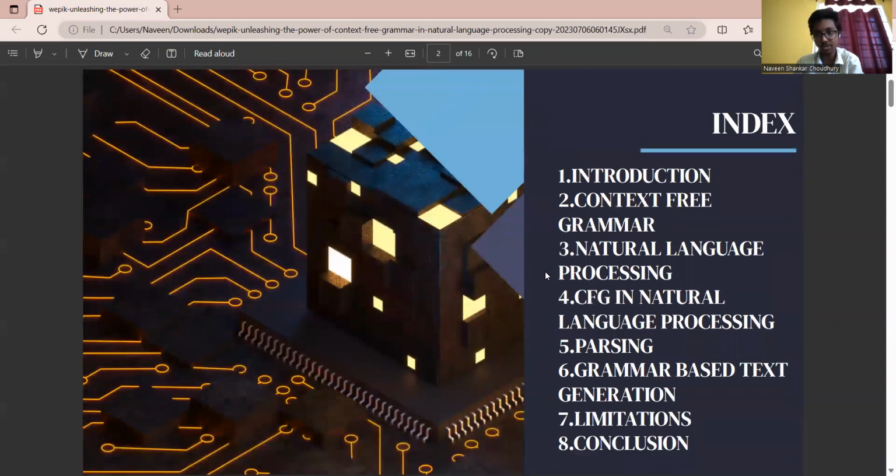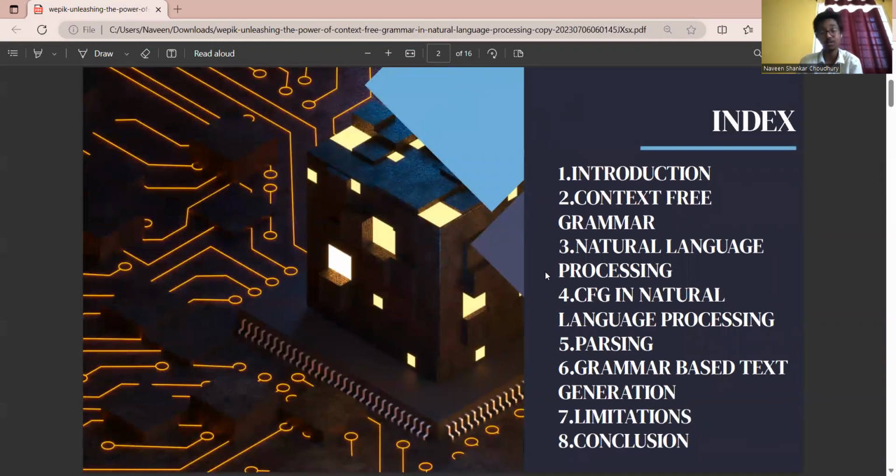So the topics of discussion today would be, first, I would give a brief introduction of what is context-free grammar and what is natural language processing. And the most important thing is how this CFG is used in natural language processing. I'll be discussing the multiple ways it is followed, and two of the most prominent ways, which are parsing and grammar-based text generation, I'll discuss in detail. And finally, I would like to conclude with the limitations present in CFG, especially how the limitations exist in NLP using the CFG, right?